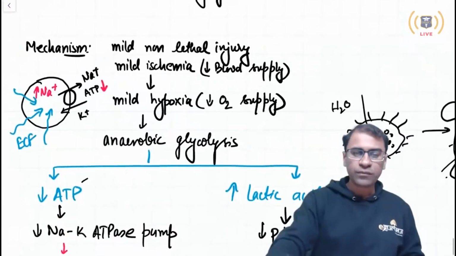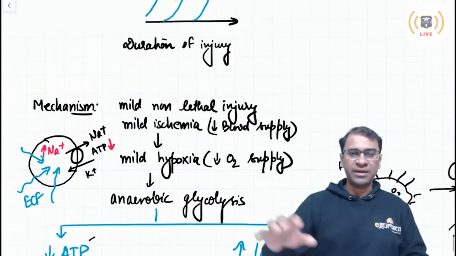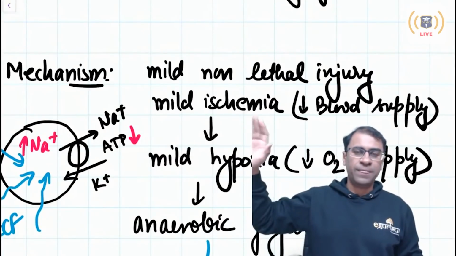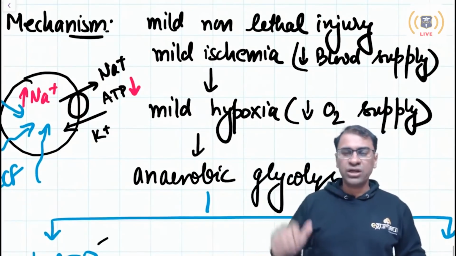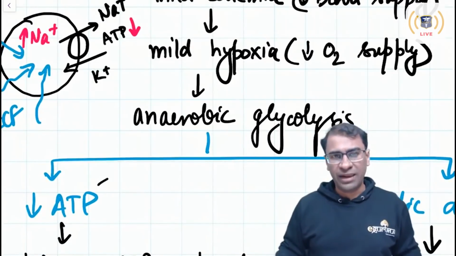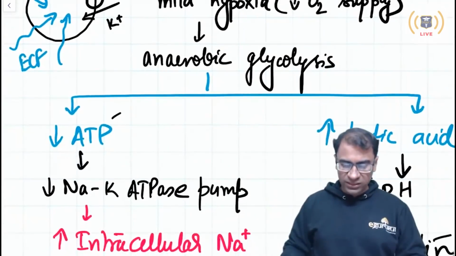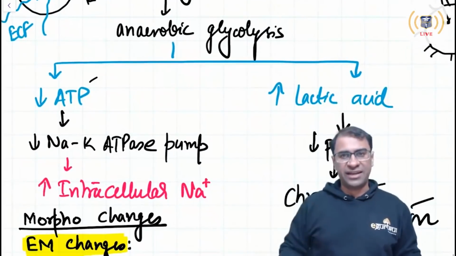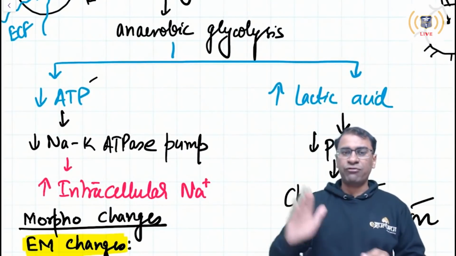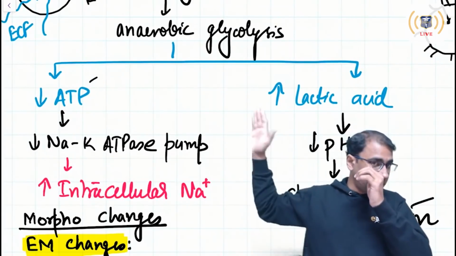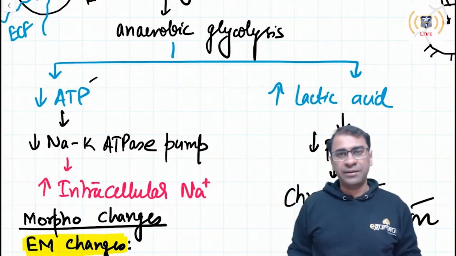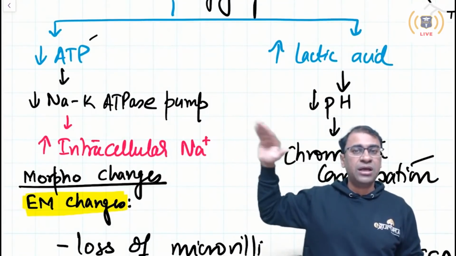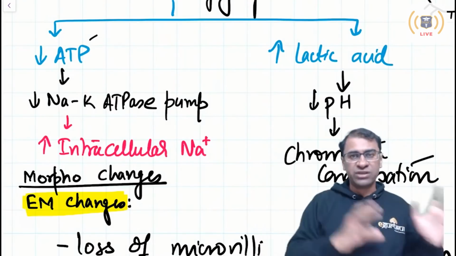Look, the first thing to happen here is the mild non-lethal injury. Mostly the injury causes ischemia. Ischemia causes hypoxia. Hypoxia causes anaerobic glycolysis. The anaerobic glycolysis has two effects. On one side, reduced ATP. On the other side, increased lactic acid. I am first starting with the effect of reduced ATP. Reduced ATP decreases a pump called the sodium potassium ATPase pump. The moment the pump is decreased, the sodium content increases, because of which water moves into the cell.